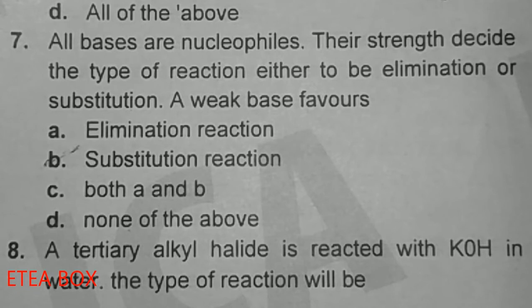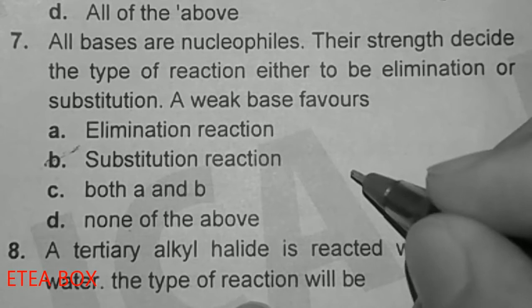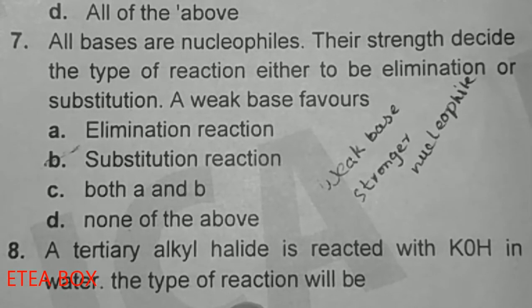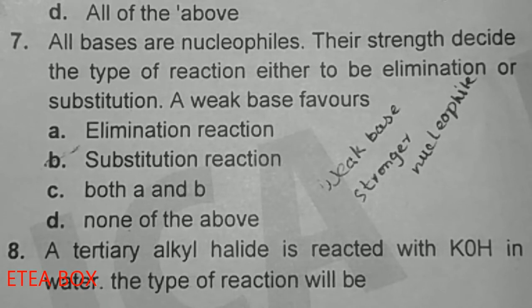So when a base is stronger, what happens? The elimination reaction occurs as it attacks the hydrogen atom and separates it from the carbon. When a base is weak, it doesn't have the ability to detach the hydrogen atom, so it attaches itself to the carbon and the substitution reaction occurs. Now if you want to make this easy, a weak base will always act as a stronger nucleophile. When a base is weak, it is unable to perform the elimination reaction, so in turn it acts as a nucleophile and the substitution reaction happens.